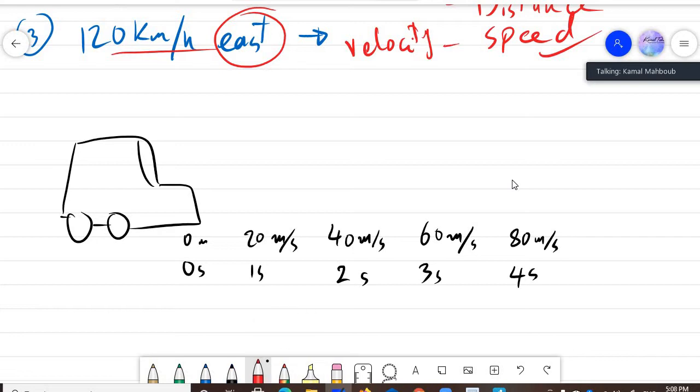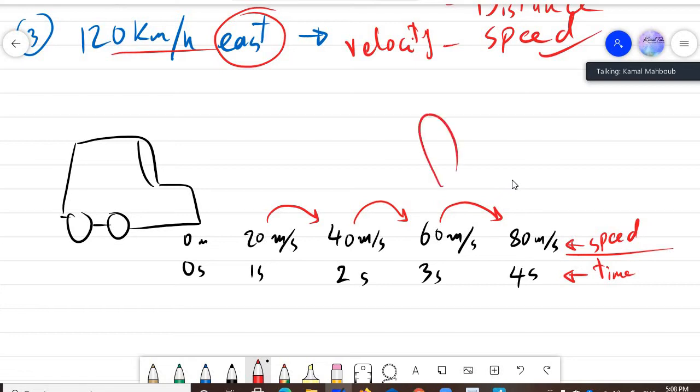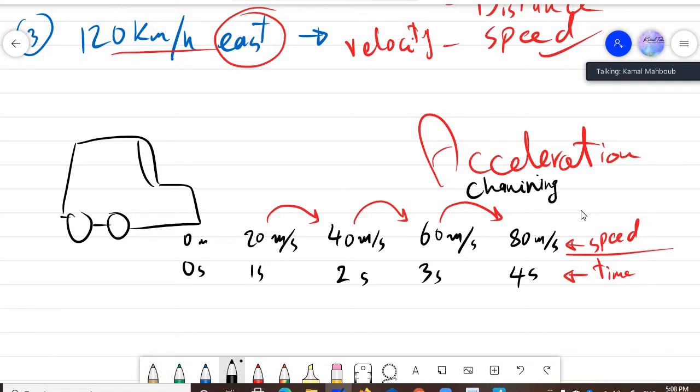As you see here, guys, that is called speed, and that is time. Now when the speed changes with time, that is called acceleration. Repeat with me here. This acceleration, it means what? It means speed over time. How much will the speed change with time? We can say that acceleration is changing in speed over time. That is called acceleration.